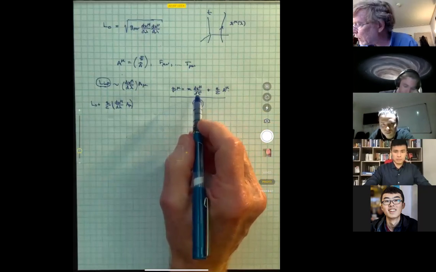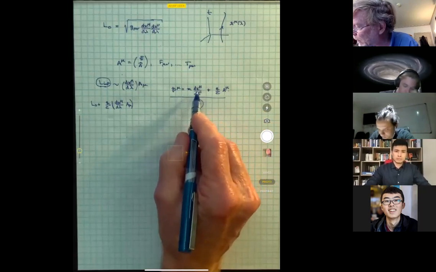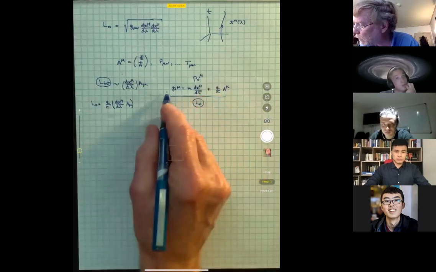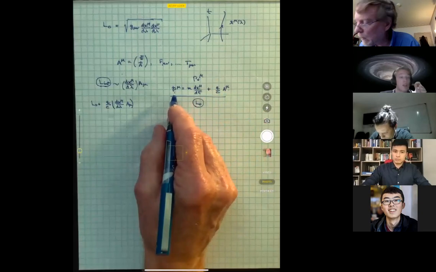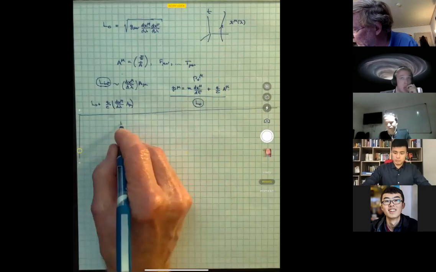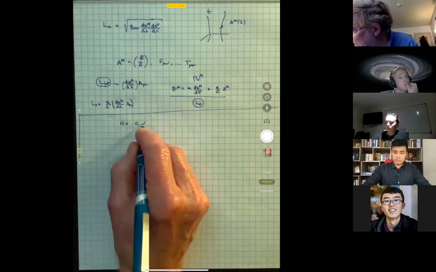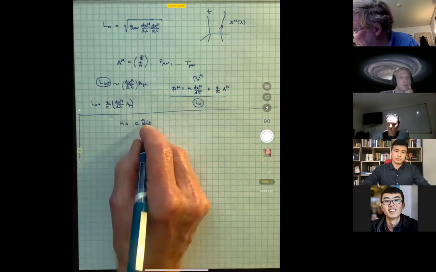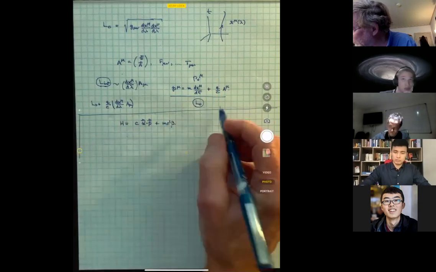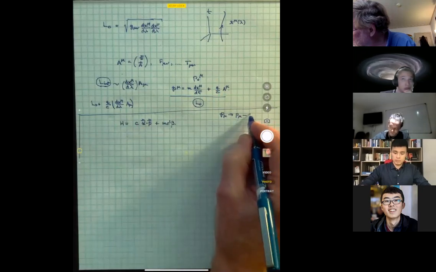So this is the replacement one needs to make to go from, let's call this P0 mu, the first term, the free particle, to the momentum in the presence of the field. All right. So as a practical matter, if I take a Hamiltonian such as the Dirac Hamiltonian, H equals C times alpha dotted into P, plus MC squared beta, what I should do is make the replacement P mu goes to P mu minus Q over C A mu.